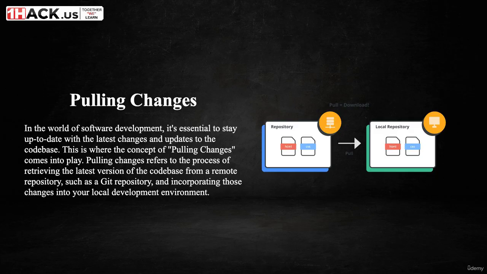Keeping your local codebase in sync with the remote repository is essential for several reasons. First, it ensures that you're working with the most recent version of the code, which may include bug fixes, new features, or performance improvements. Second, it helps to avoid conflicts and merge issues when collaborating with other developers on the same project. By regularly pulling changes, you can stay aligned with the rest of the team and avoid potential conflicts.